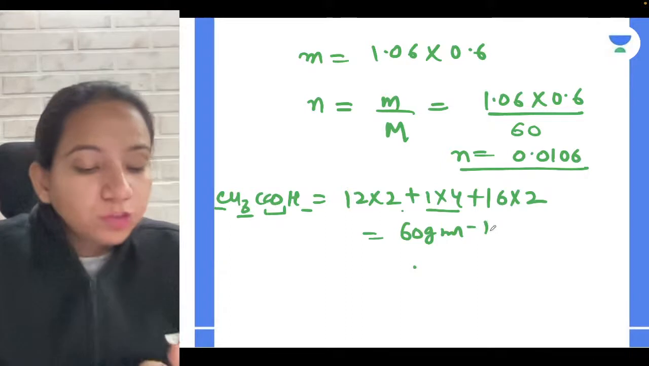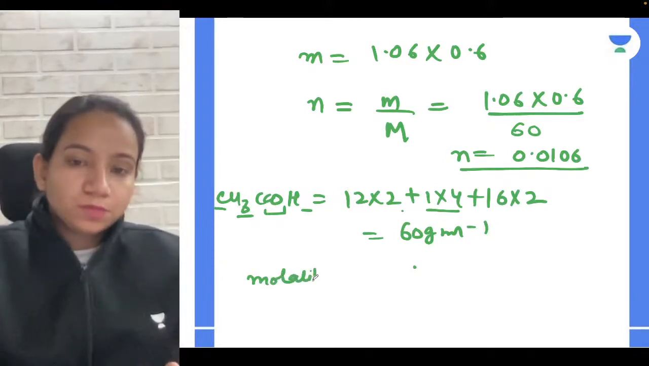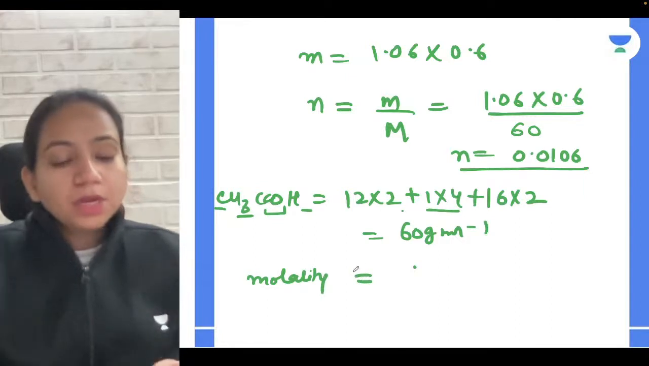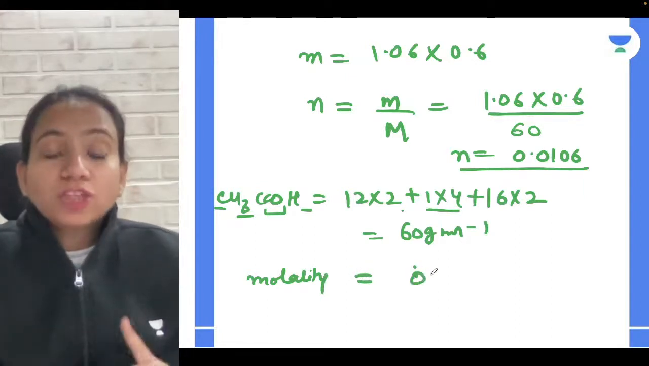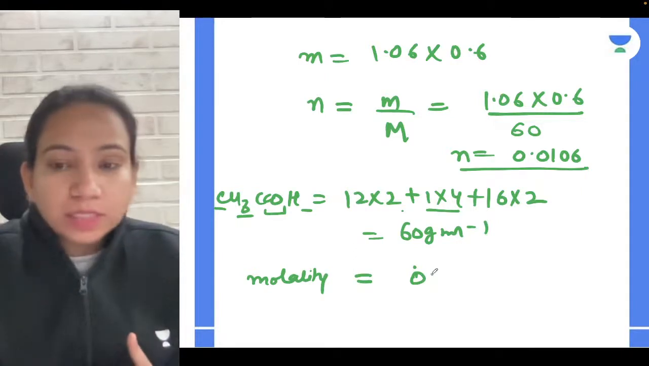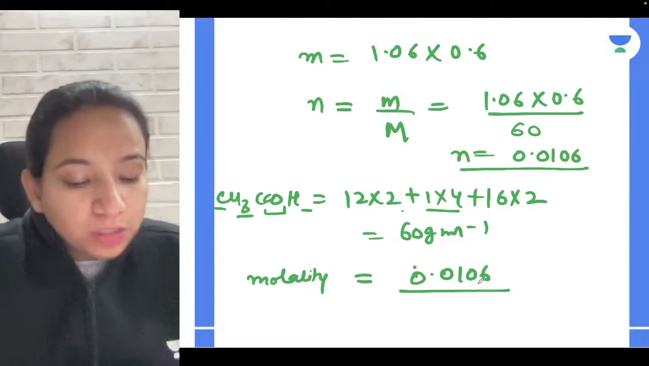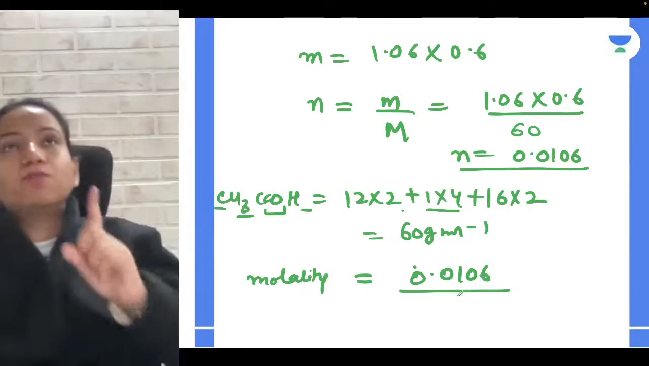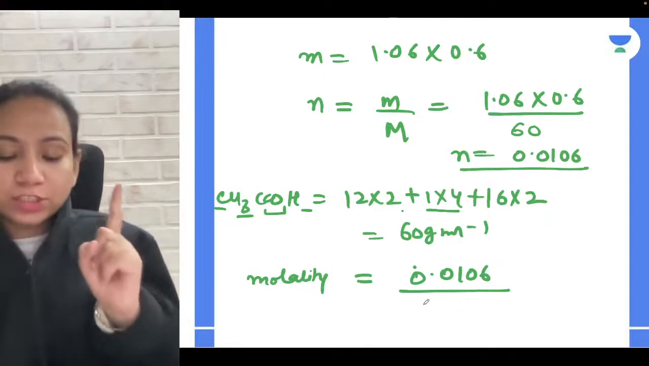Once you have the number of moles, how will you calculate molality? Molality is very simple. It is the number of moles of solute dissolved in 1 kg of solvent. So you have to find the mass. Moles I have, but you know that it is dissolved in water, and for water, mass and volume are the same because of its density.